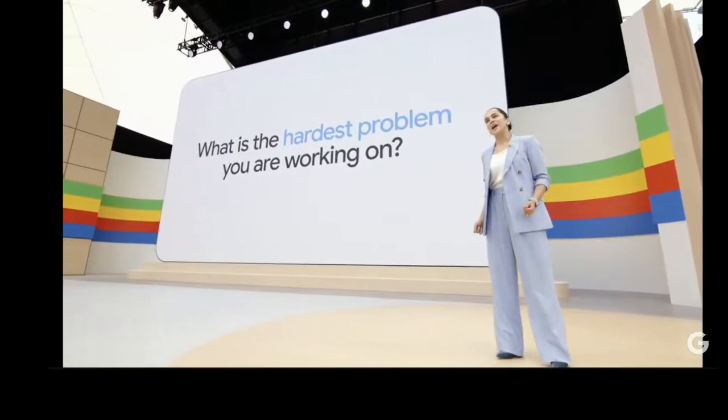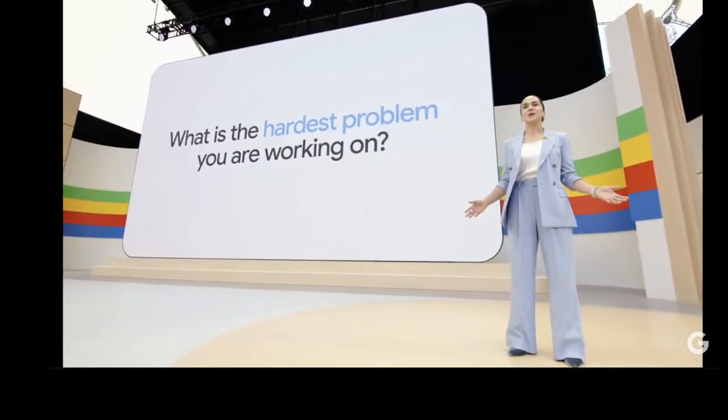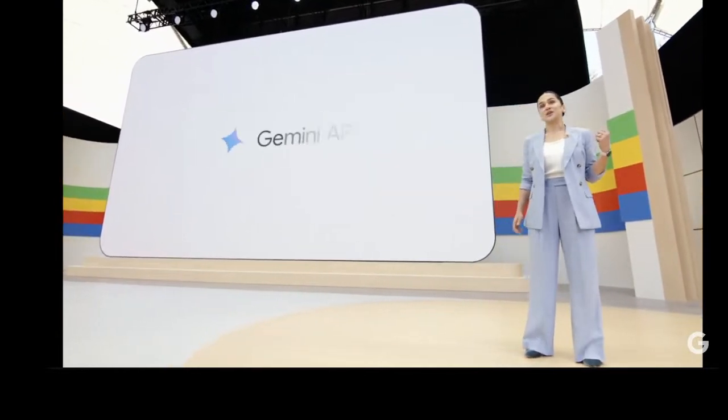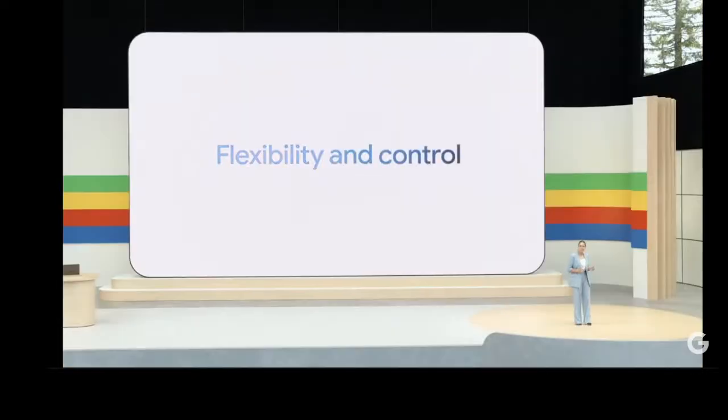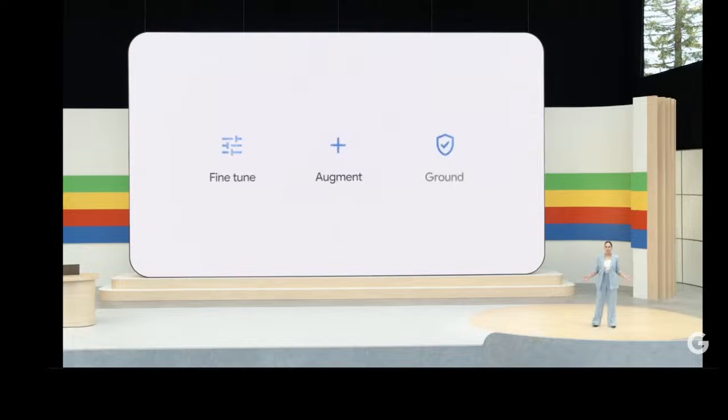Building with generative AI models can be as easy as using our Gemini API, as my friend Jacqueline talked about earlier, where we handle the heavy lifting of training and maintaining complex models so you can focus on building AI features. But what about when you need a little bit more flexibility and control to be able to fine-tune, augment, and ground a model for your specific use cases? That's why we released our Gemma family of open models.